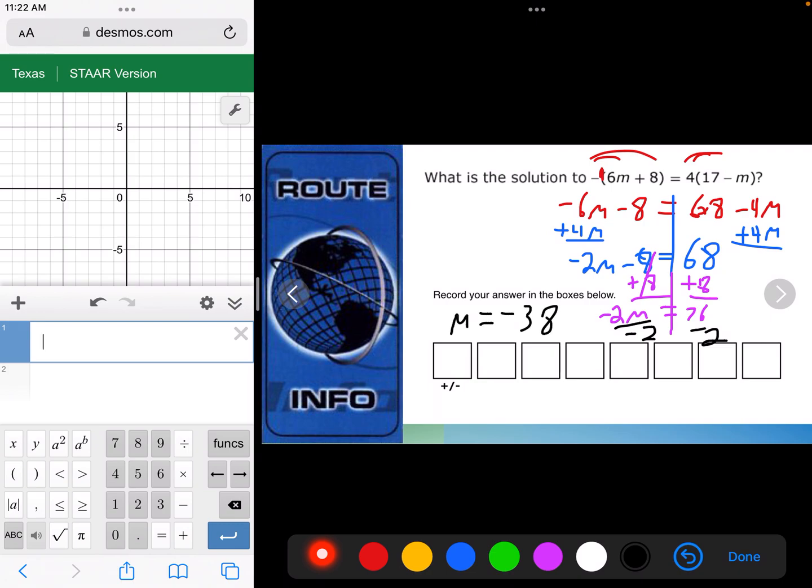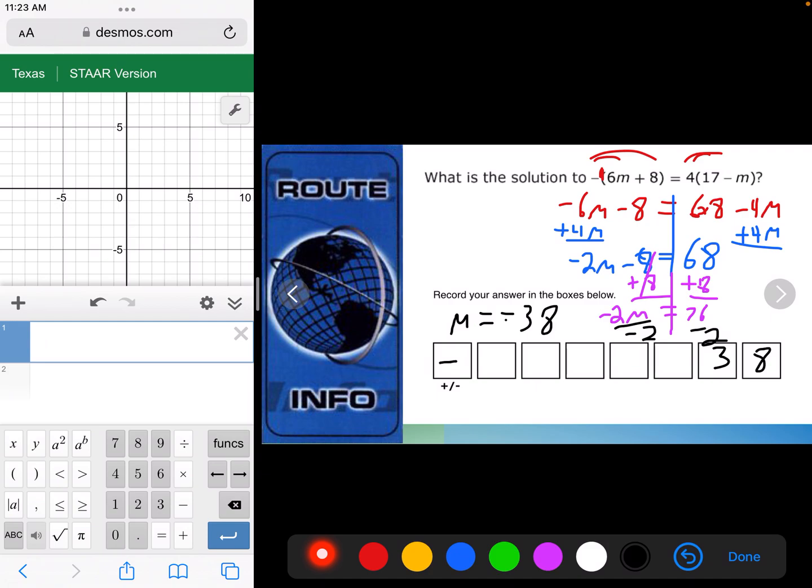Negative 38. So I would put 38 here, and it doesn't matter where you start. You could put 38 here and here. That would be fine. Since this is a negative, you've got to make sure this has a negative box. If it's positive, you don't have to put anything there, but if it's negative, you have to put the negative.